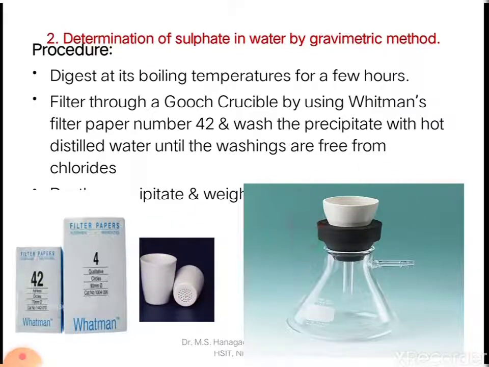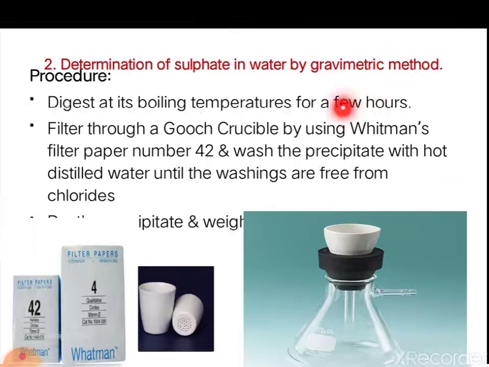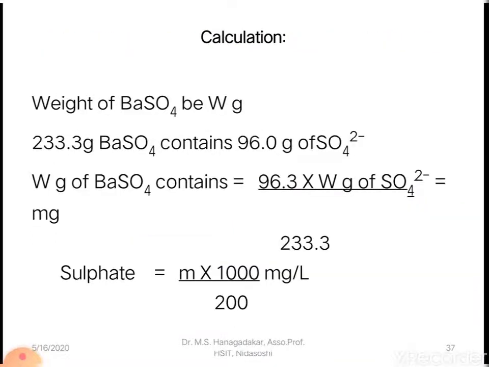There is a gooch crucible fitted in the crucible setup, connected to the vacuum pump, and you filter this precipitate using filter paper, Whatman filter paper number 42. Wash the precipitate with hot distilled water until the water is free from chloride ions. Then finally dry the precipitate and weigh it. Note down the precipitate weight as W gram.